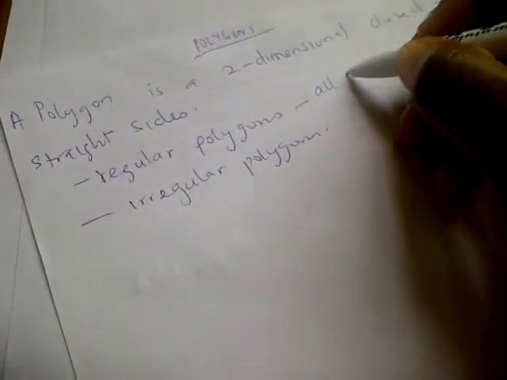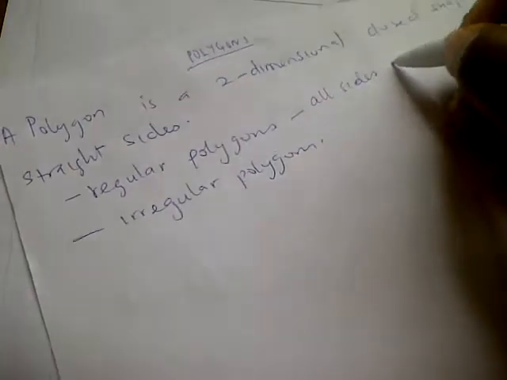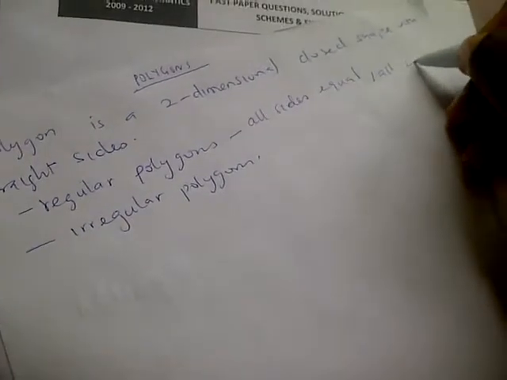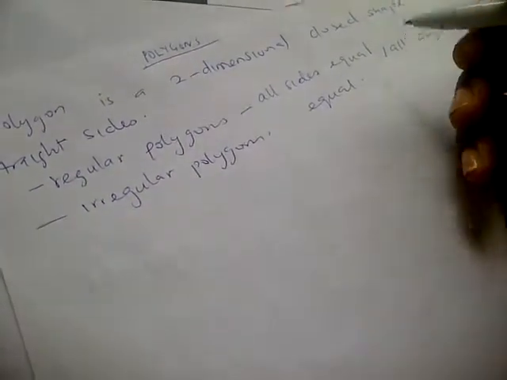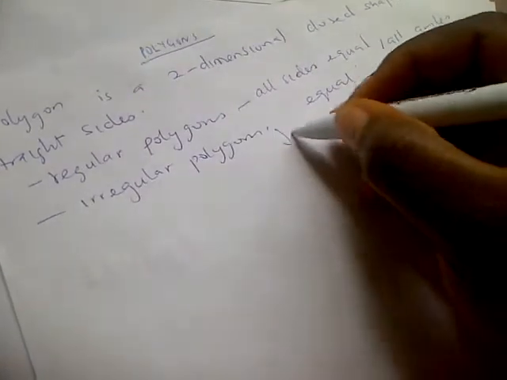Regular polygons are the ones that have all sides equal and all angles equal. Irregular polygons don't have all sides and all angles equal.